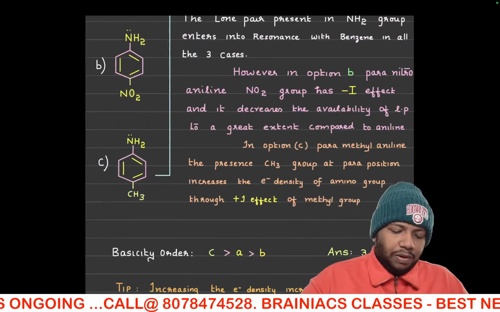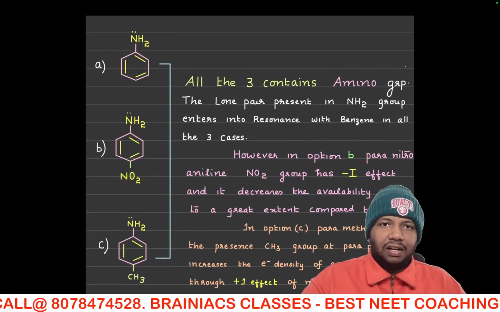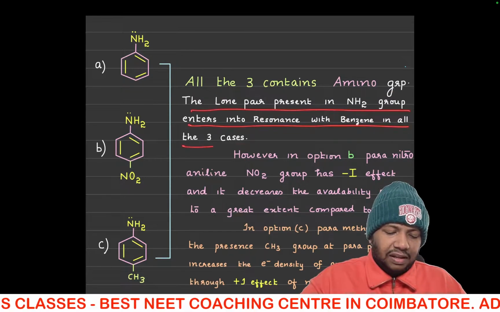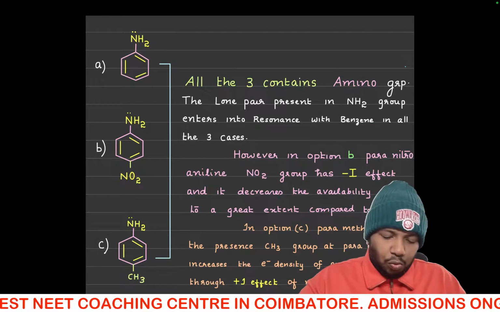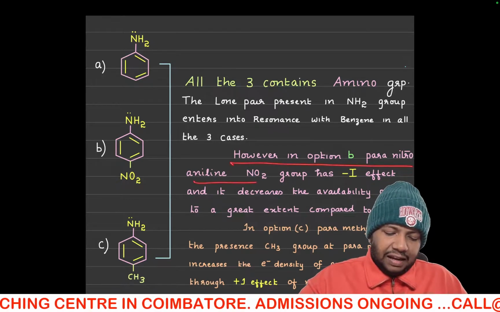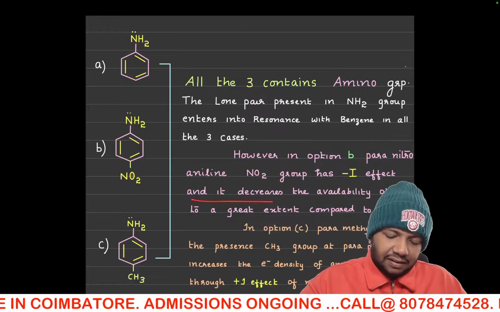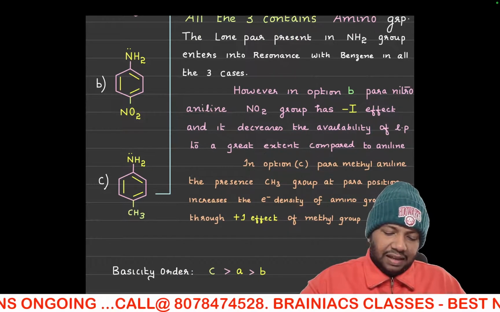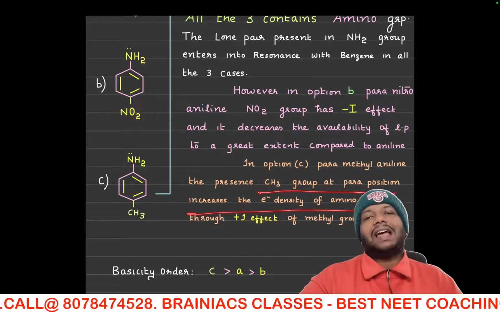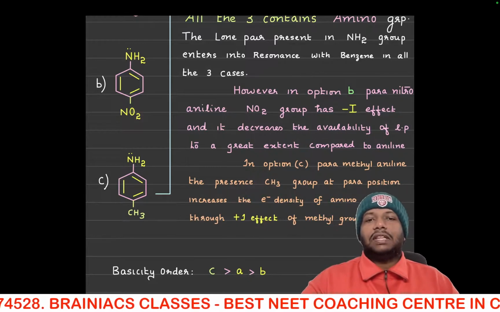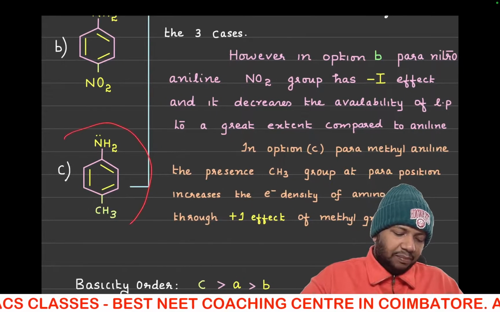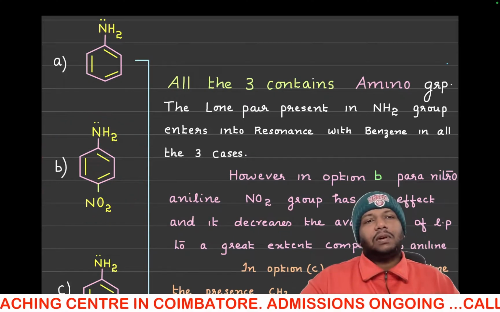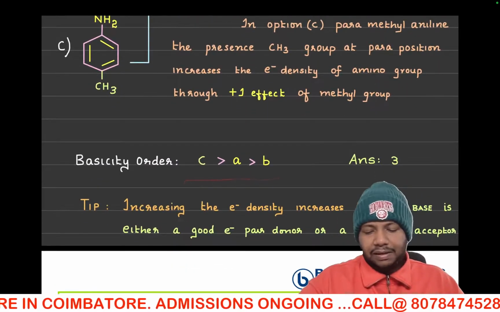So what would be my respective order? All three contain an amino group. The lone pair present in the NH2 group enters into resonance with benzene in all three cases. However, in option B, the NO2 group has a minus I effect and decreases the availability of the lone pair to a great extent compared to aniline. In the third structure, the CH3 group at the para position increases the electron density because of the plus I effect of the methyl group. So the most basic would be C, then A, and then B. My order would be CAB.